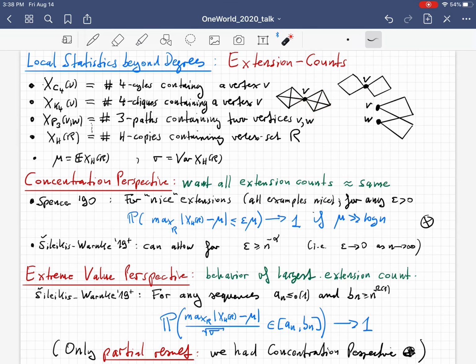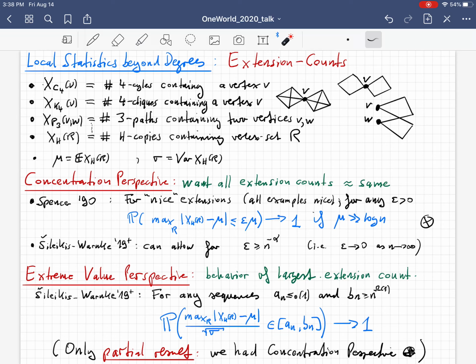How many cliques, complete 4-vertex graphs, contain a vertex, and so on and so forth. And believe me, there's some way to generalize this, where instead of looking at these 4-cycles, 4-cliques, 3-paths, you look at some general copies of some graph H. And instead of 1 or 2 vertices, you look at some set of vertices R. I'll postpone precise definitions to the paper, but I hope you see that something like this should be possible.